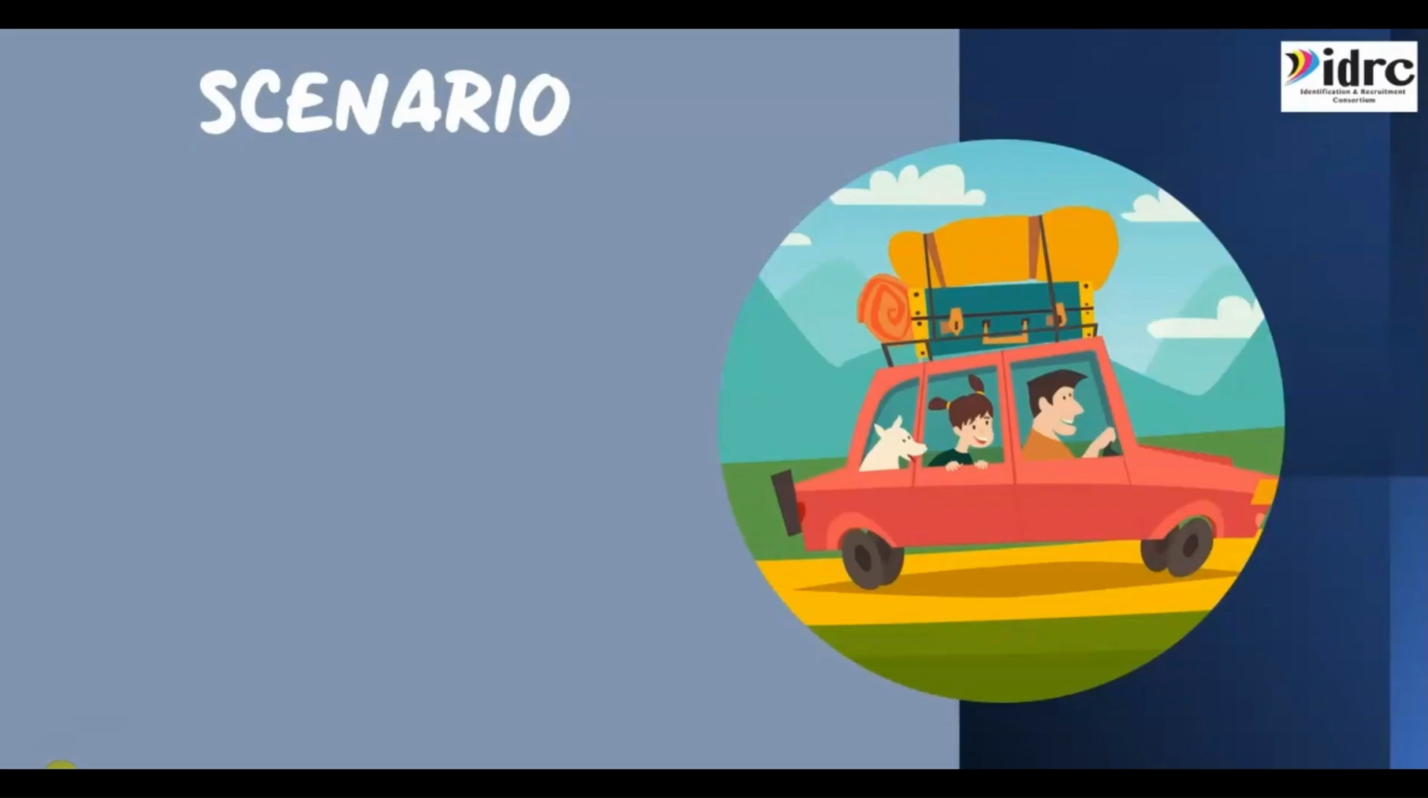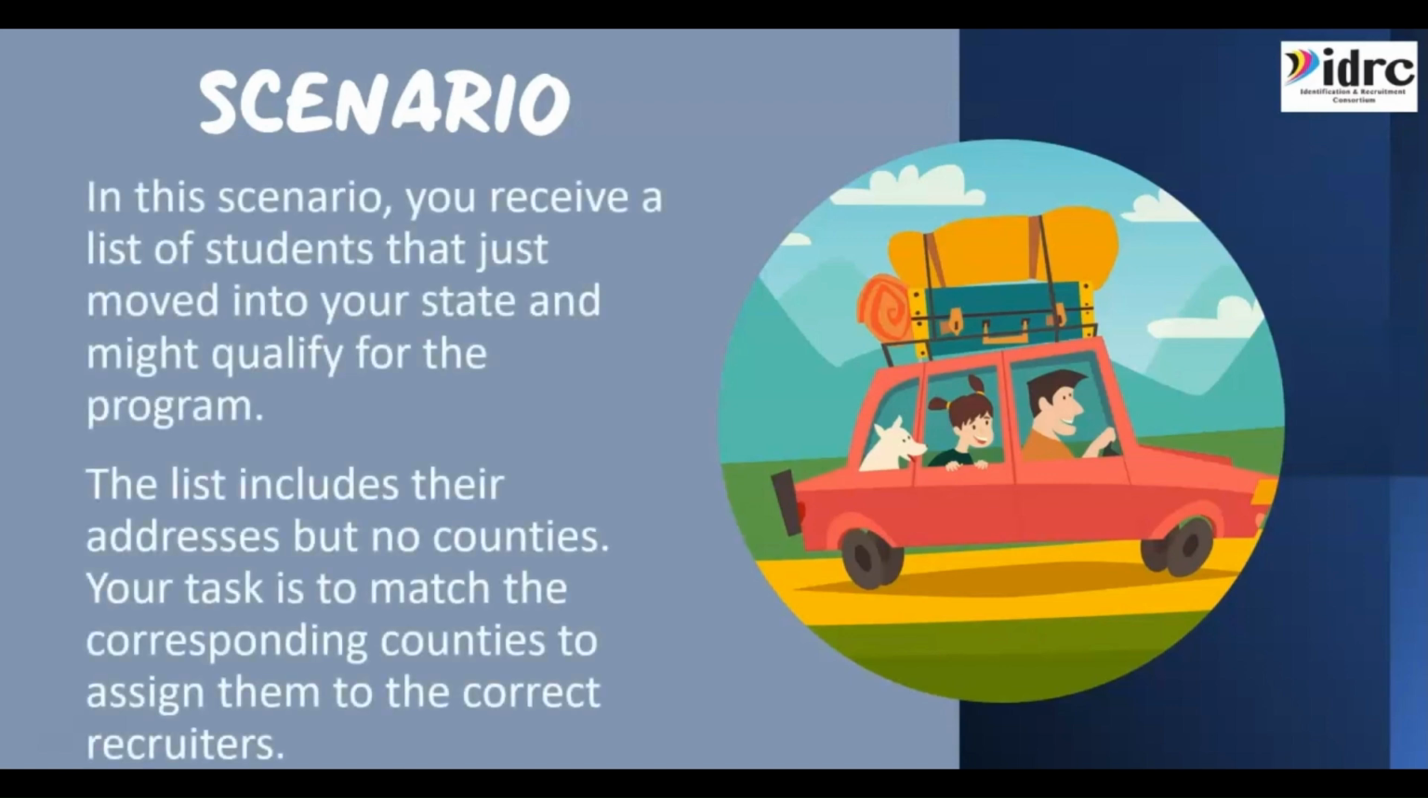Your scenario. In this scenario, you receive a list of students that just moved into your state and might qualify for the program. The list includes their addresses, but no counties. Your task is to match the corresponding counties to assign them to the correct recruiters.